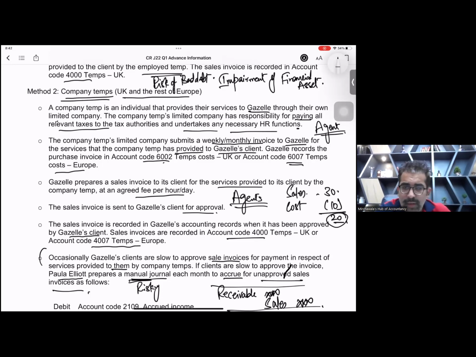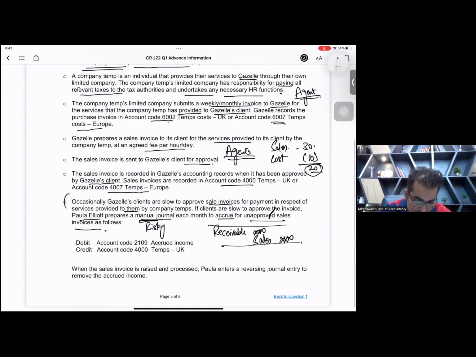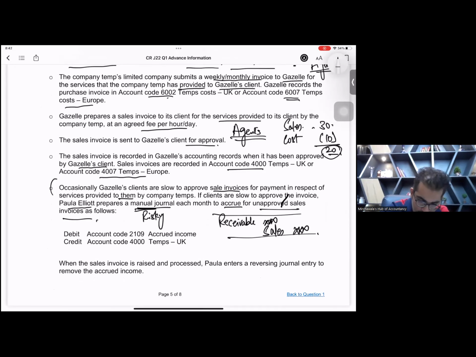Now, what is the next step? See, you can see the entry, because account code 4000 is for sales. See the screen, account code 4000. So they have credited the sales, just like I did, and they have debited the receivables. Accrued income is your receivable.